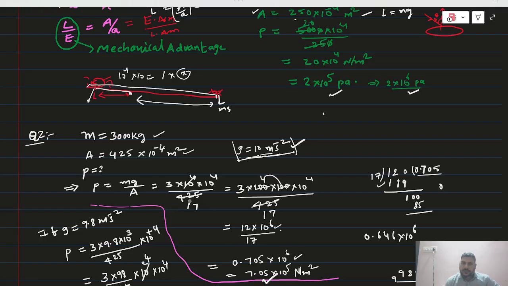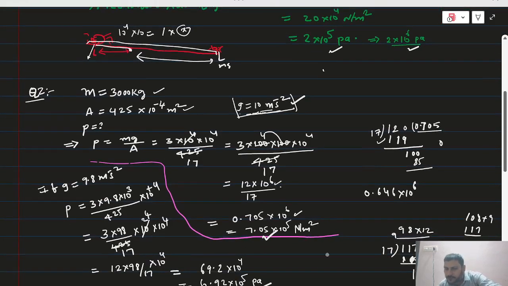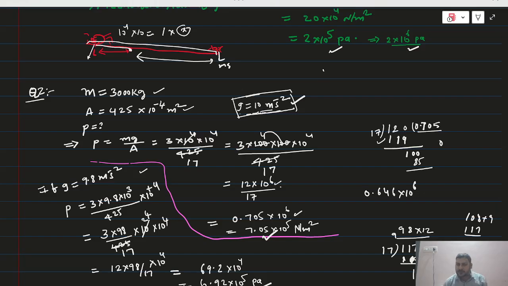But sometimes it will go wrong. You have used the proper formula and simplified clearly, getting 7.05 into 10 power 5 as the answer. But in the key, they will not give 7.05, they will give 6.92 into 10 power 5 Pascal. Why? Here, taking g equal to 10 gives you 7.05. If g equal to 10 is not mentioned in the question, and it leads to hard calculations, you have to take 9.8 only. This is very important.